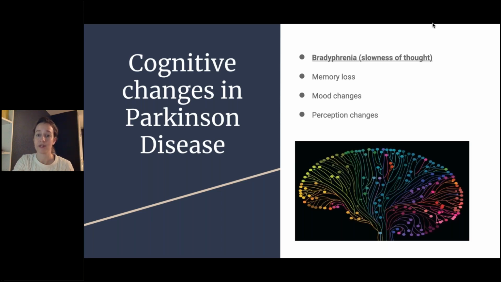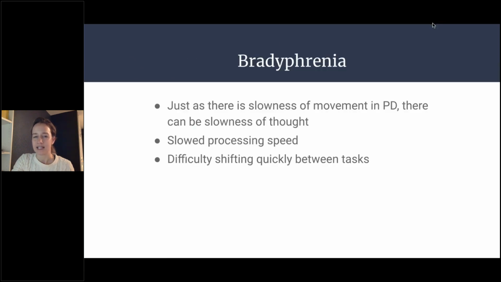So first we'll talk about bradyphrenia, the slowness of thought. What I like to liken this to is the slowness of movement that you see in Parkinson's disease. Just like there's slowness of movement, there can also be some slowness of thought. This can manifest as someone asks someone with Parkinson's disease a question, and it just takes them a little bit longer to answer. Slower processing speed means it takes a little longer for them to understand what has been said and then say something in response.